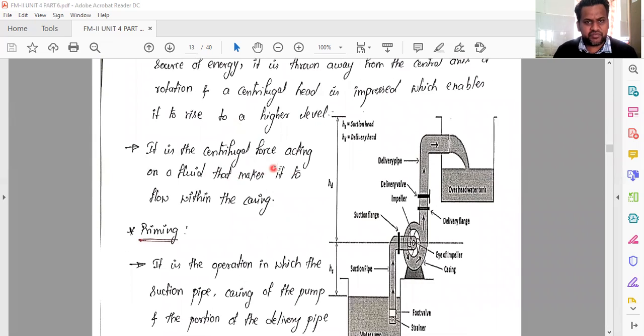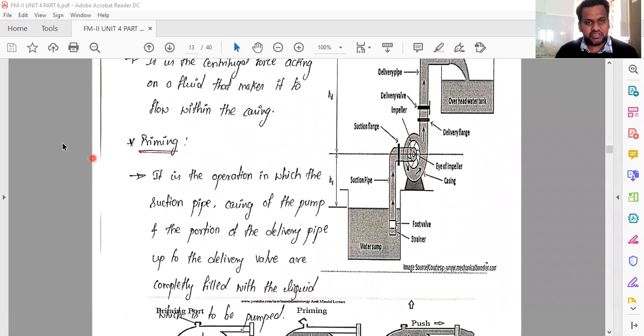So now it is the centrifugal force acting on the fluid that makes it flow within the casing. Because of that centrifugal force only, it keeps on rotating inside the casing. Okay? And the next important thing is a term called priming. Priming is a very basic concept which you already know, which most people have already done, but maybe you don't know the exact word, this is priming.